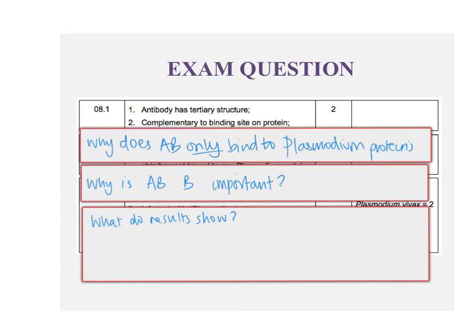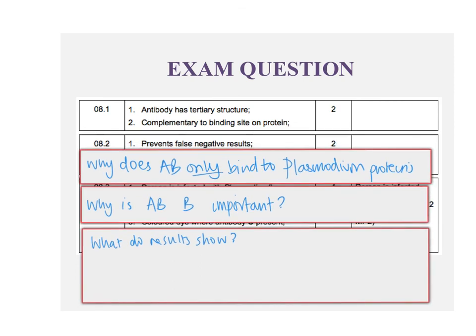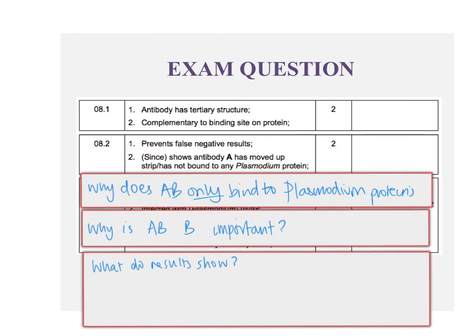Now for the next question, why is antibody B important? This was very similar to the second line on a pregnancy test. So it prevents false negatives, and since it shows that antibody A has moved up the test strip and it hasn't bound to any Plasmodium proteins, it's only specific to that antibody A from the blood sample solution.